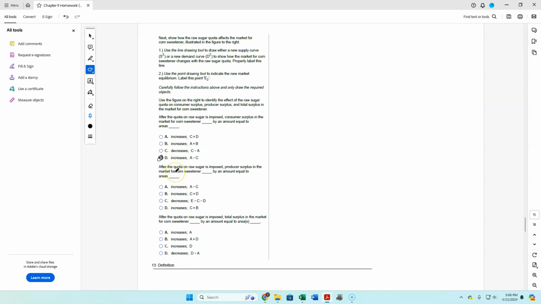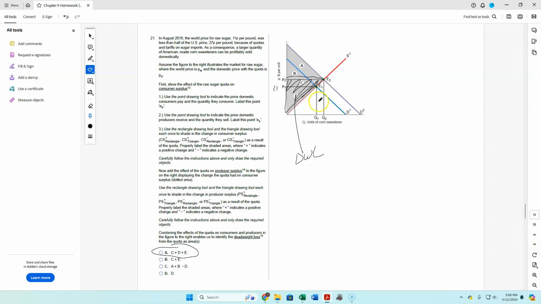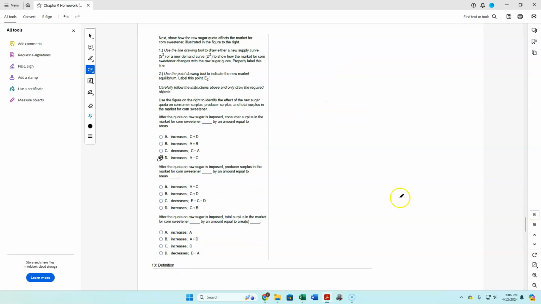And then for the producer surplus, well, they are gaining C, but they're losing D. They're losing the D triangle because, again, they have that reduction in the quantity. So it'd be C minus D. Or, sorry, C plus D, because the world producers are getting that portion D.